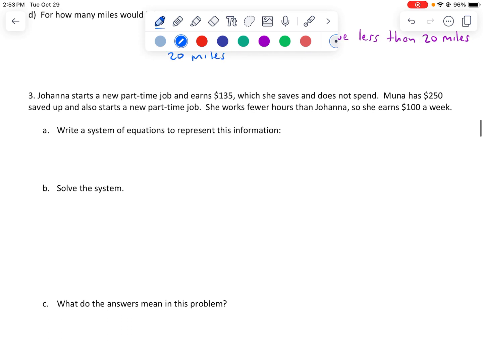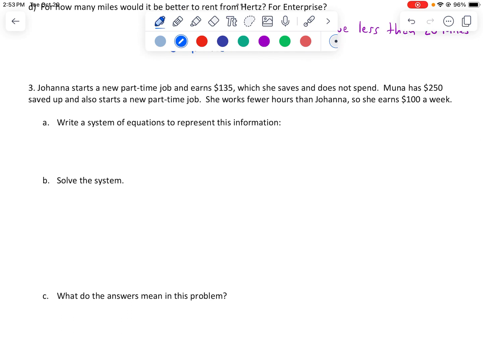Okay, so let's try one more. Joanna starts a new part-time job and earns $135 per week, which she saves and does not spend. Muna has $250 saved up and also starts a new part-time job. She works fewer hours than Joanna, so she earns $100 a week. So pause it here and try to write your system of equations first.